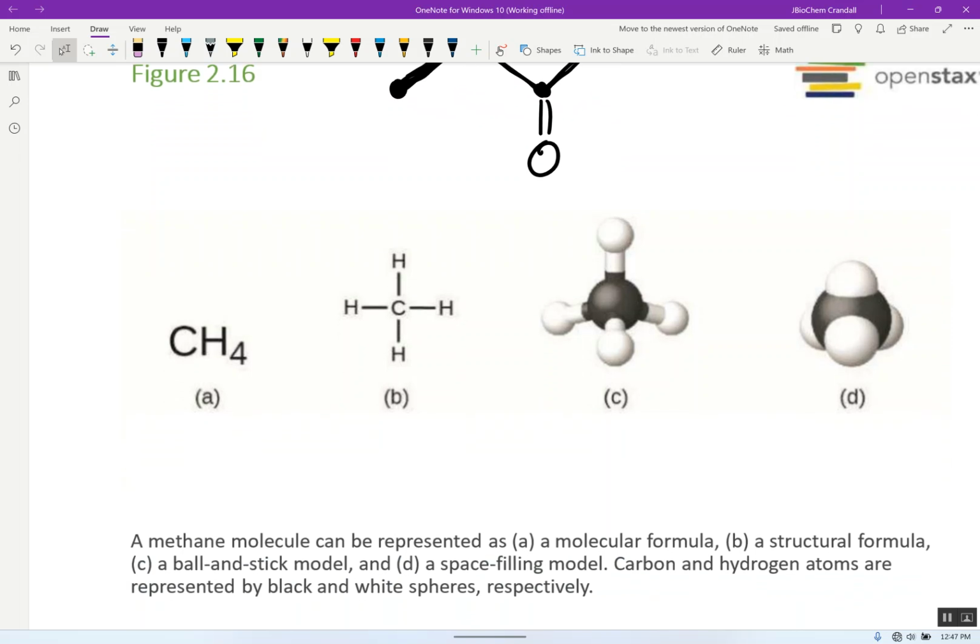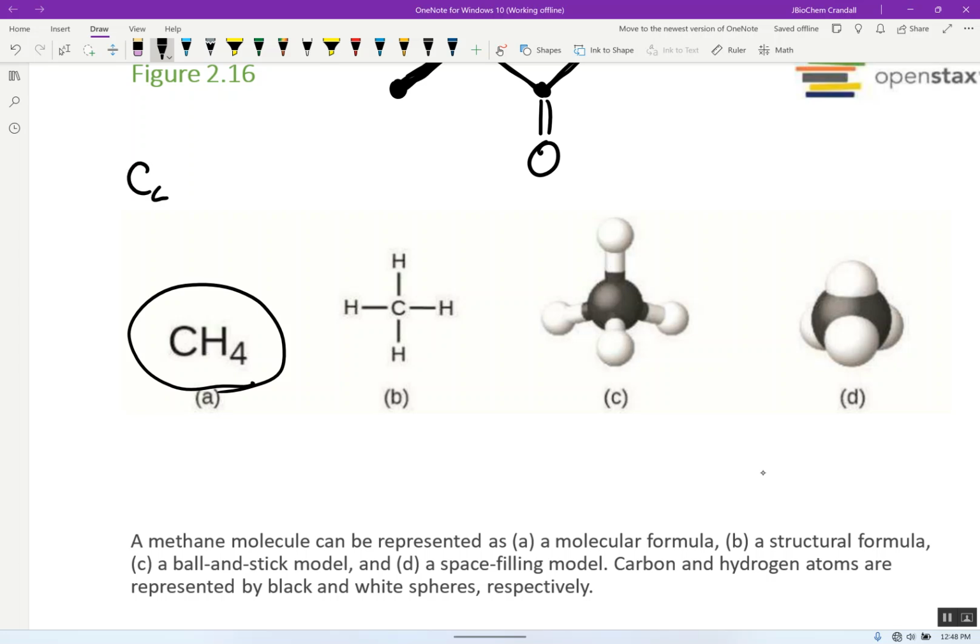Okay, here we see some other ways to see that. Here is the molecular formula of methane, CH4. Okay, also known as the chemical formula in this case. Molecular formulas and chemical formulas can be similar. You can have some that have the same chemical formula or molecular formula, but different structural formulas.